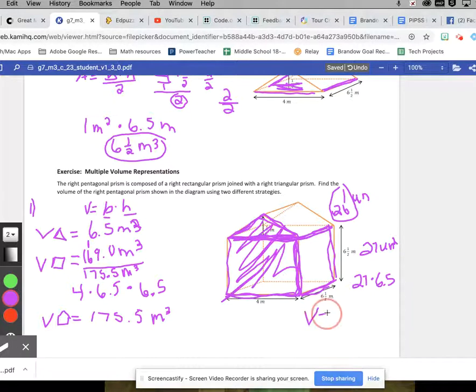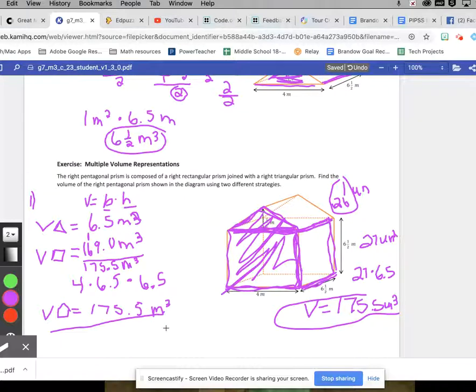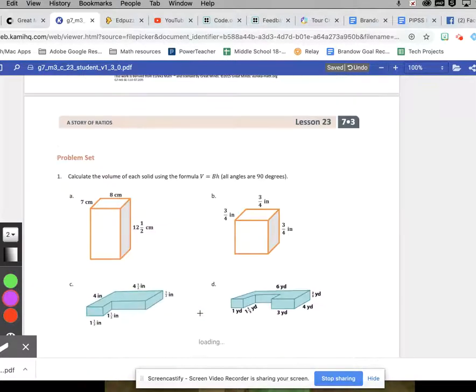So again, the volume would be 175.5 units cubed. So either way, if you want to find the volume of each individual piece and add them together, or find the area of both of these pieces, add them, and then times it by the height, there's 2 different ways you can do that when you have a composite shape with 2 different shapes on it.